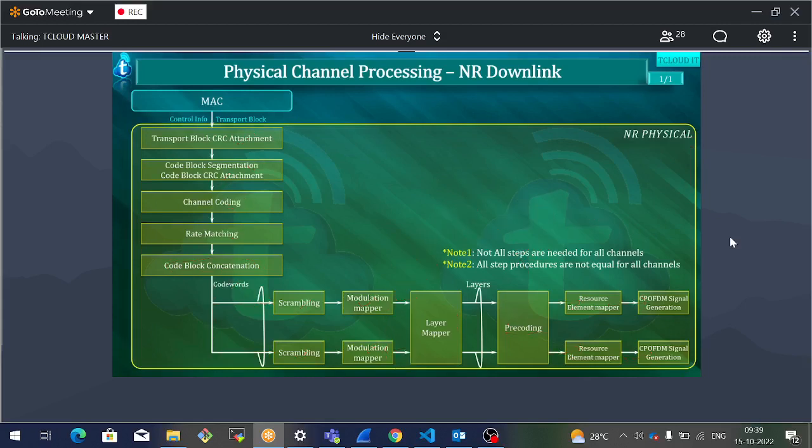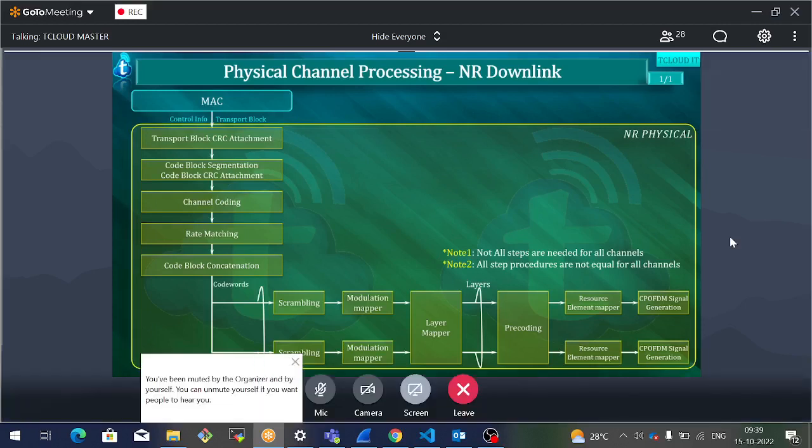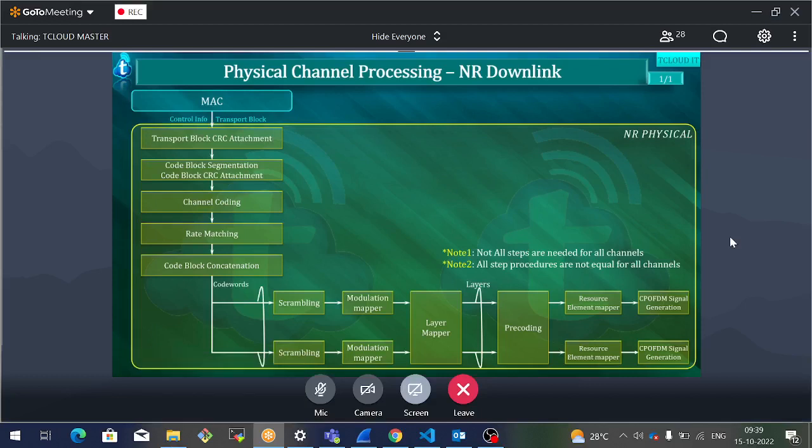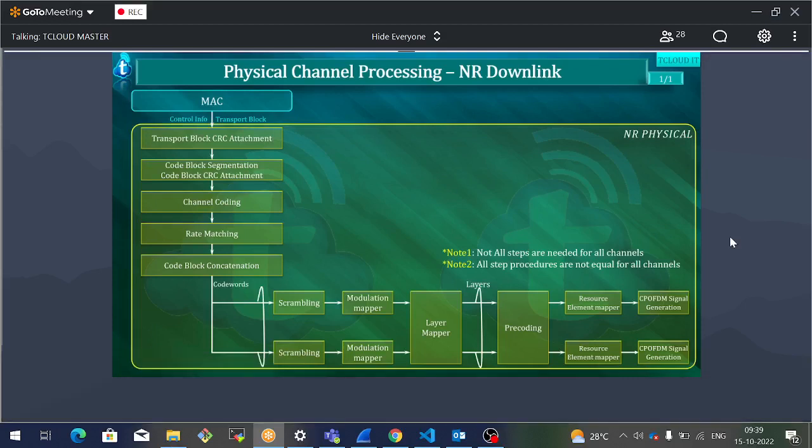As of now, it is time for us to enter into the channel concept itself and study how these channels would operate, and for each individual channel, what the changes in this particular process are. As we have earlier studied, and even as the notes indicate here, not all the steps are going to be required for all the channels. And even if the steps are present, these step procedures are also not equal for all the channels.